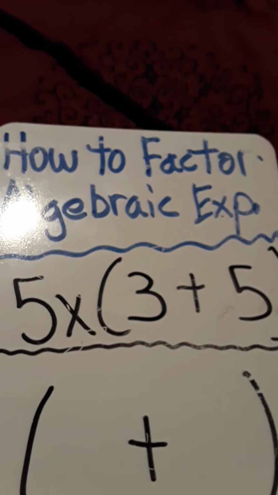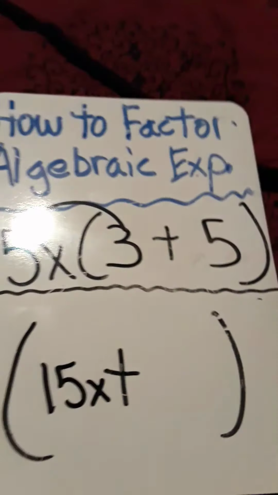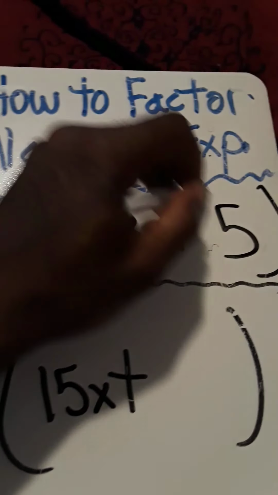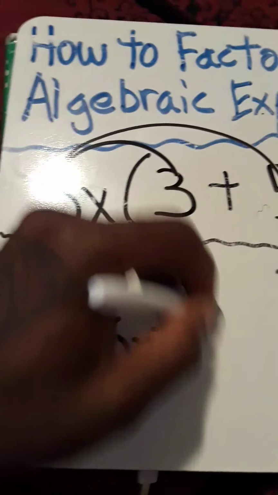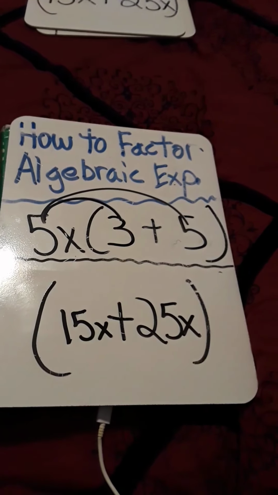So as we said, we had 3 plus 5 for our answer. So our answer is 5 times the quantity 3 plus 5. Here's how you know that it is. What's 5 times 3? Well, 5x times 3, 15x. What's 5x times 5? 25x. And that concludes the latest video on factoring expressions.